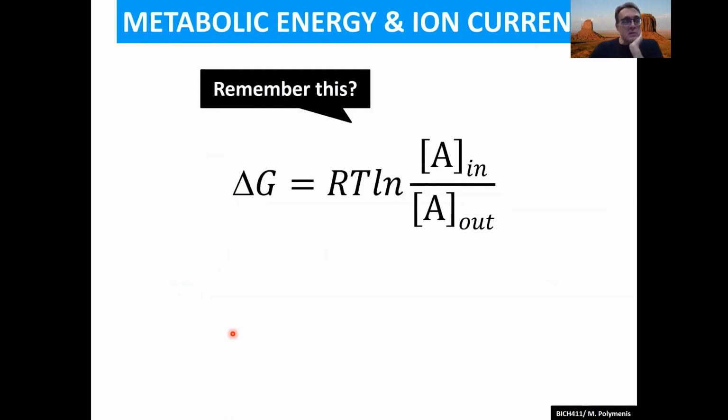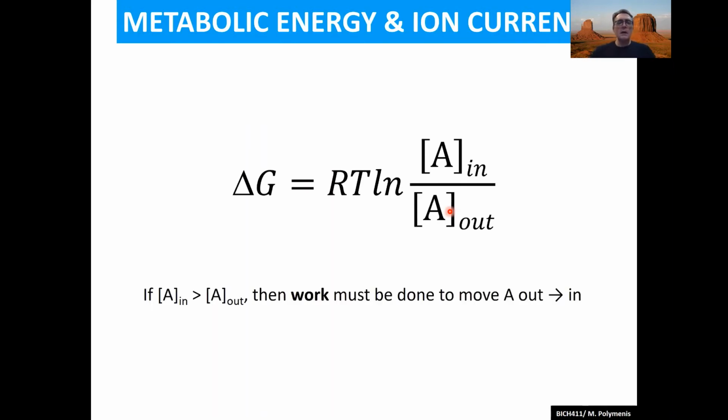How do we describe this thermodynamically? Everything I said hopefully makes sense. You have more on one side than the other. Naturally, they want to go back in, equalizing concentration. And we have seen this: there is a free energy change associated with this transport when you have two different concentrations of one compound across a membrane. If you have more inside than outside, then work must be done to move stuff towards their higher concentration.